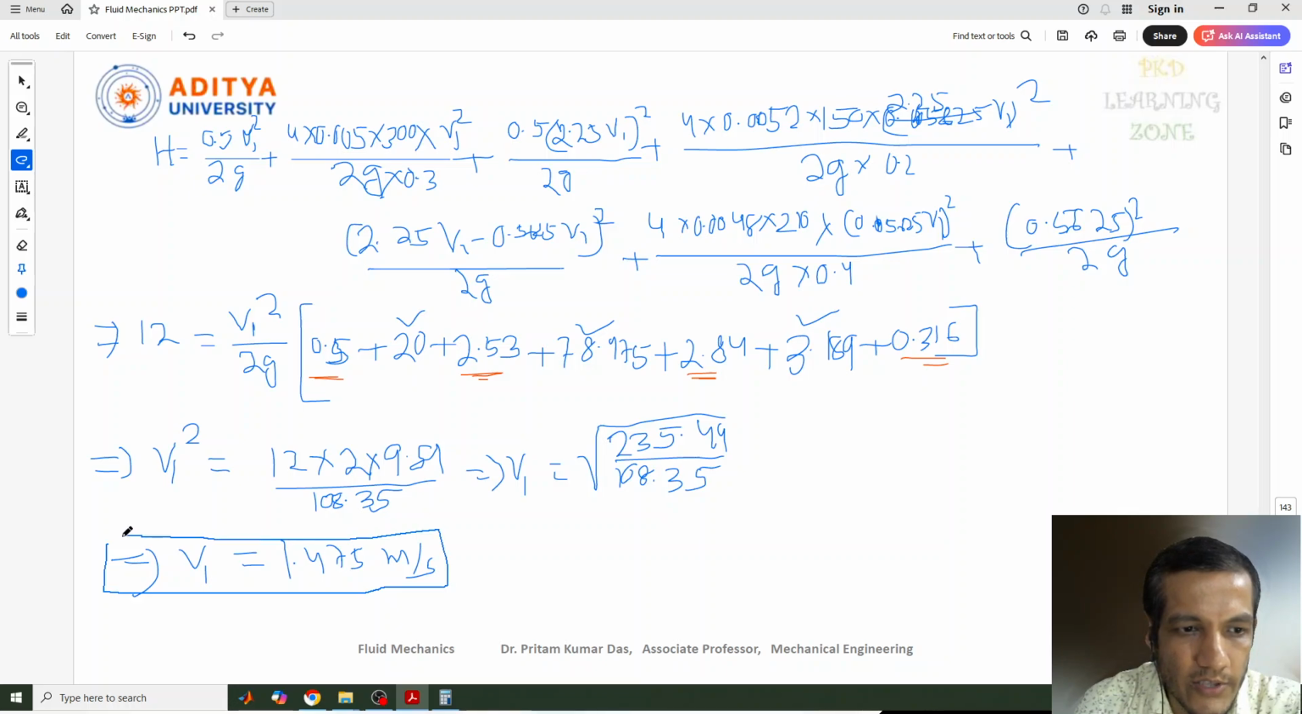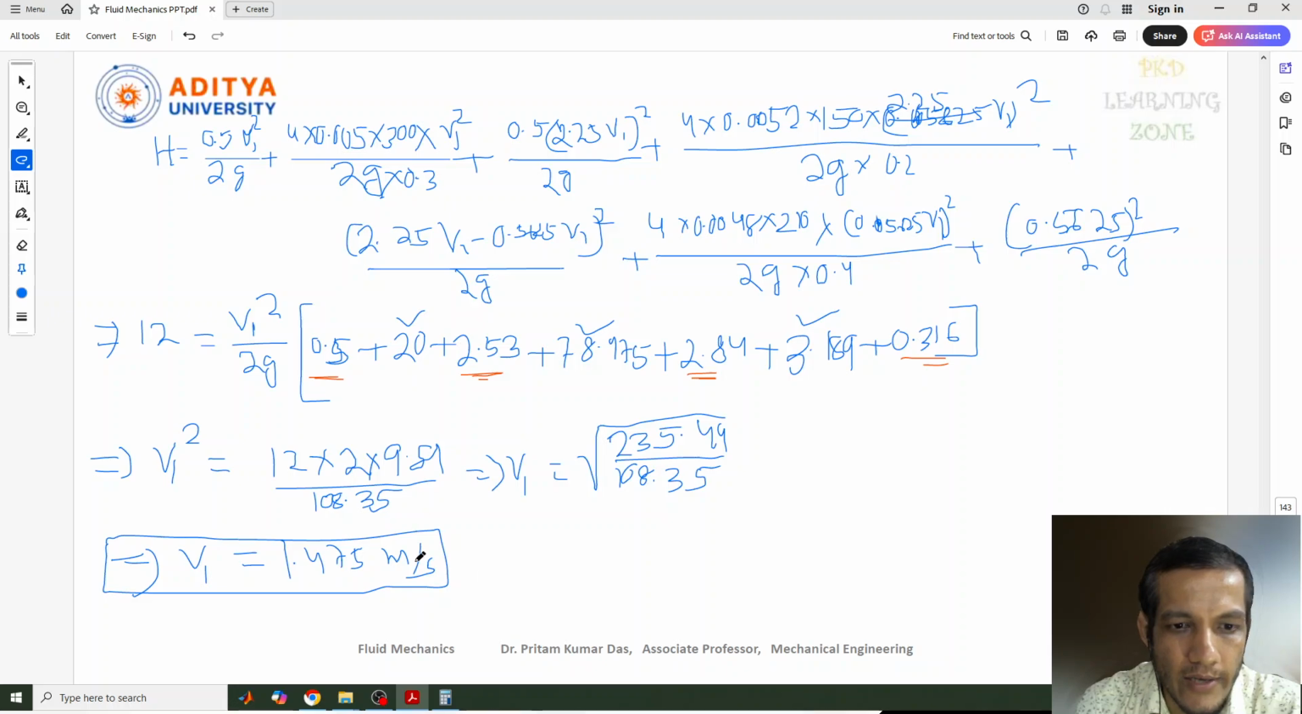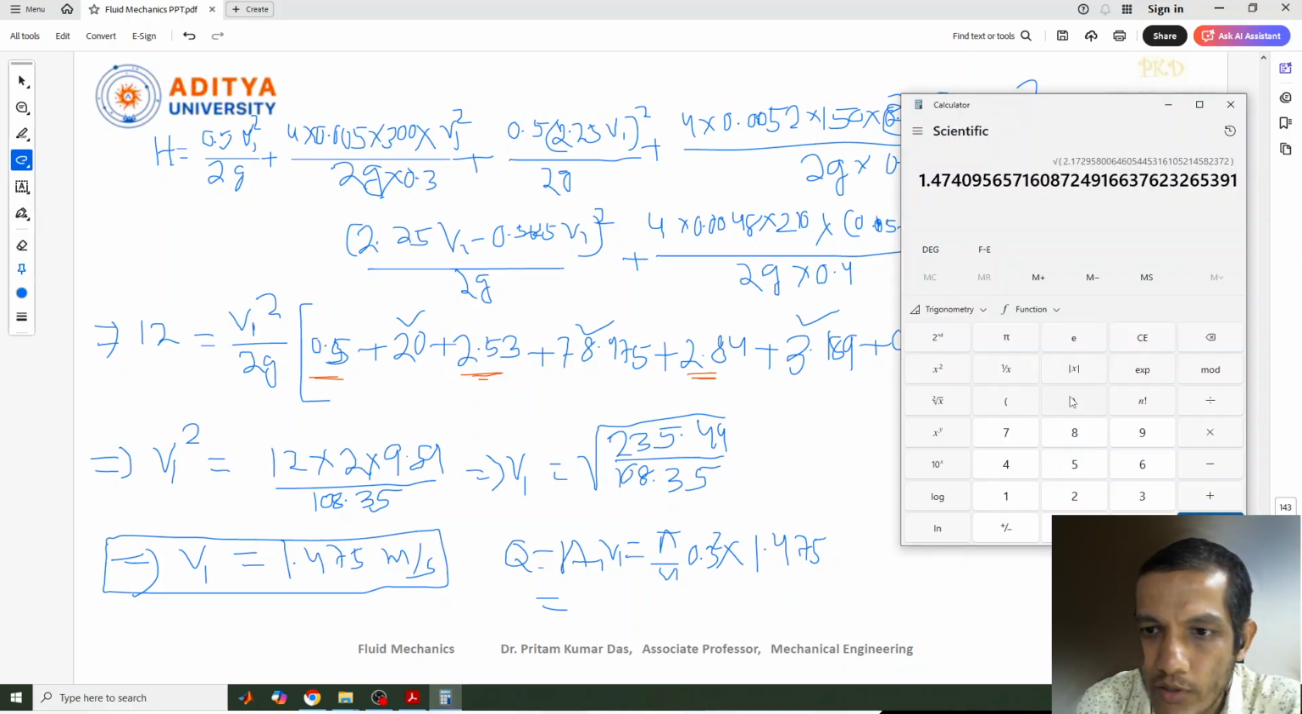Okay, now this is the velocity, but our target is we need to find out the rate of flow. If you see the Q, we need to calculate. Okay, so now we can write, we know that Q equal to A1 V1. So area already given, pi by 4 d square, you can calculate pi by 4, 0.3 square into V1 value we got, 1.475.